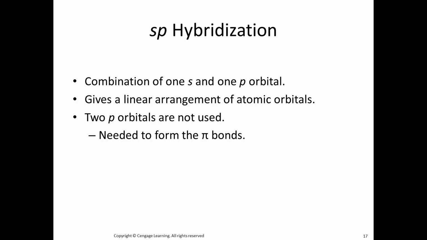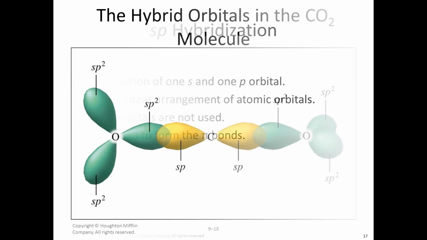We combine one s and one p orbital. Since there's 2 atomic orbitals, we get 2 hybridized orbitals. This gives the linear arrangement with 2 p orbitals not used, which can form pi bonds. This is how we get our triple bonds as well as 2 double bonds.